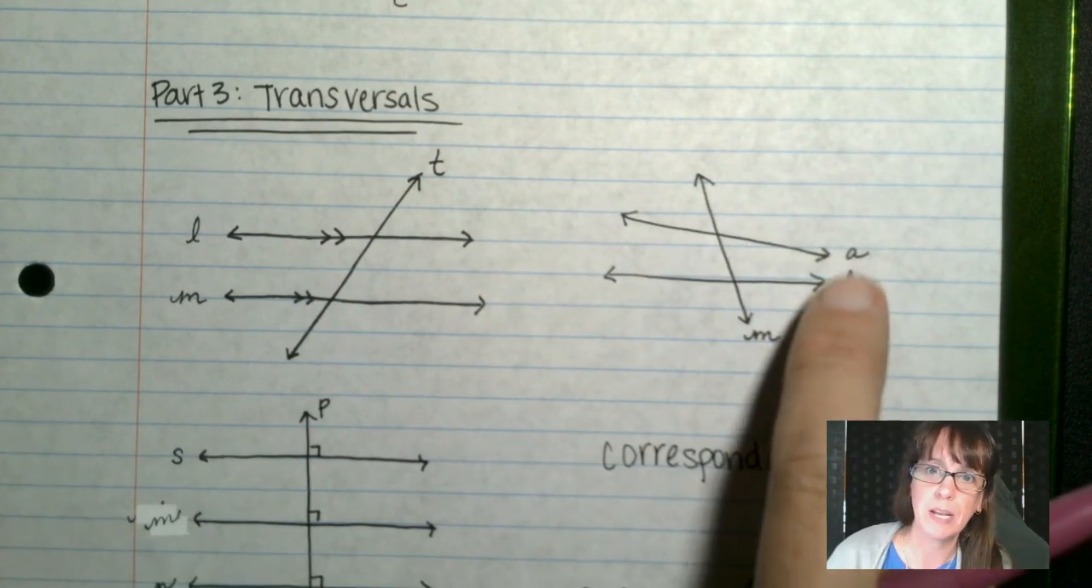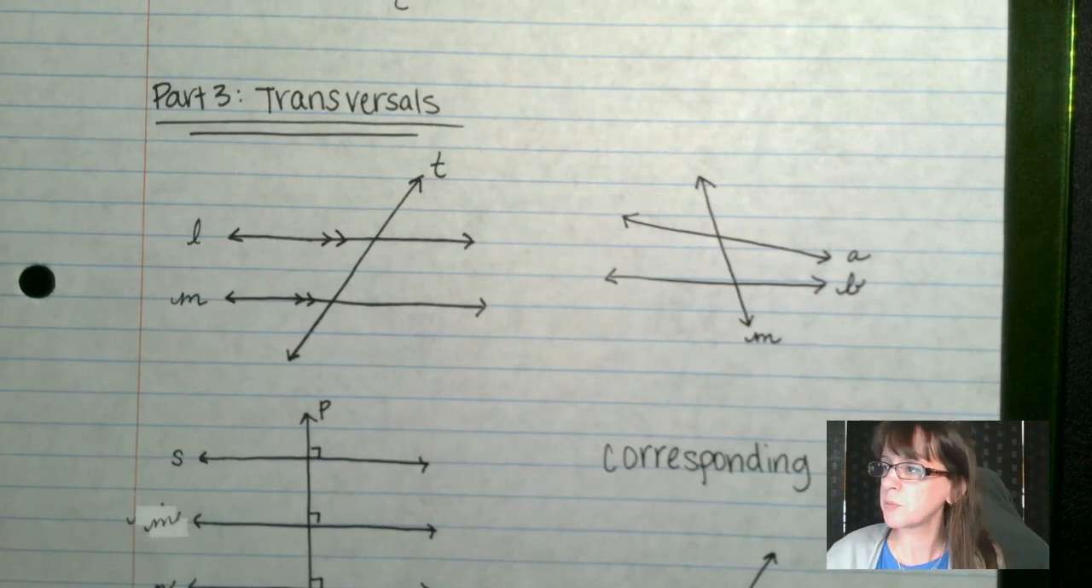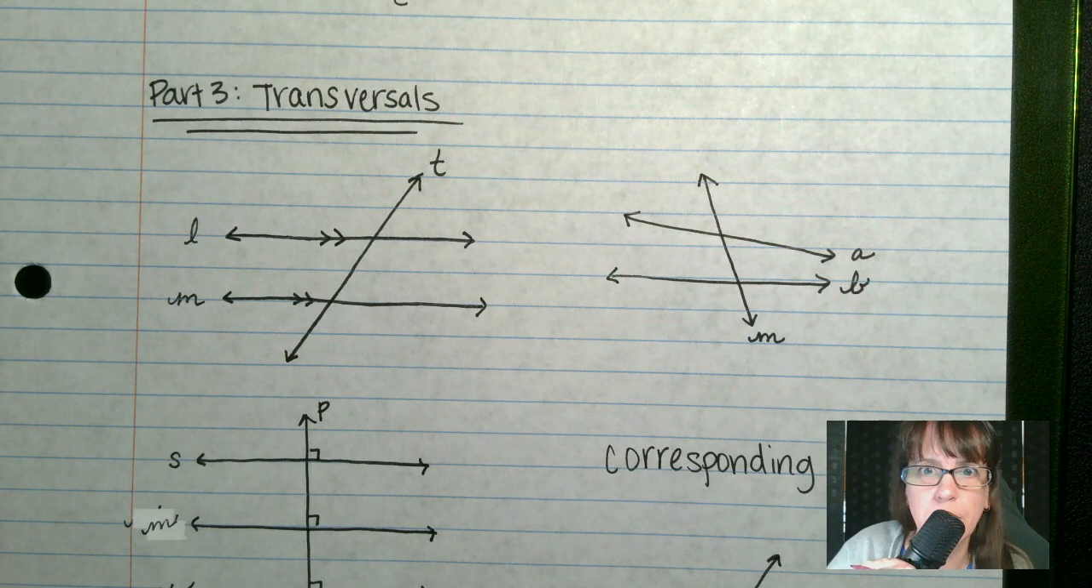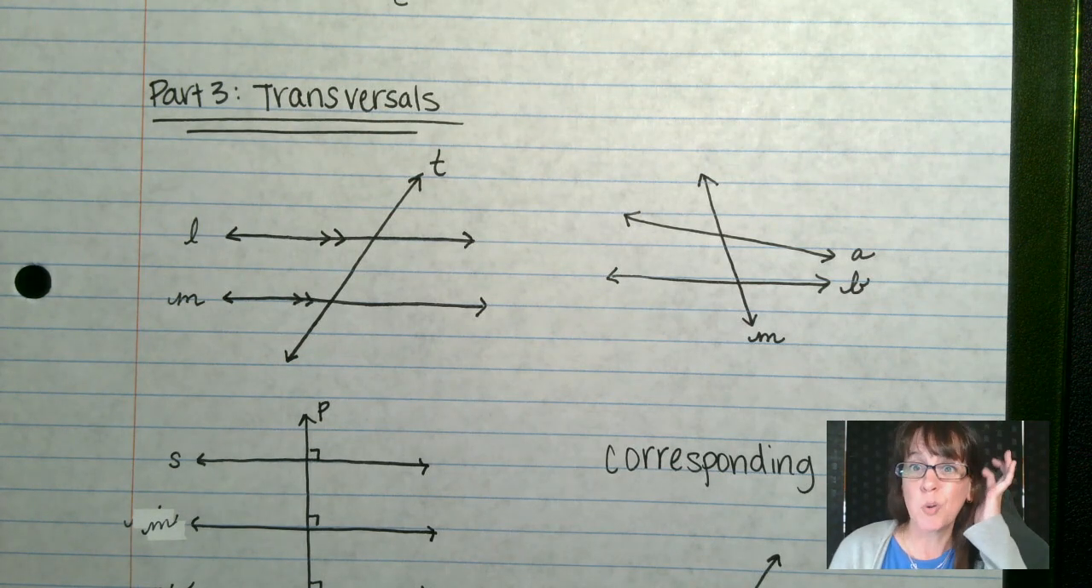These are not parallel. A and B are not parallel. By the way, first rule of geometry is do not assume anything. Do not assume anything. No. Unless you are told that these are parallel, they are not parallel. And how are we told?